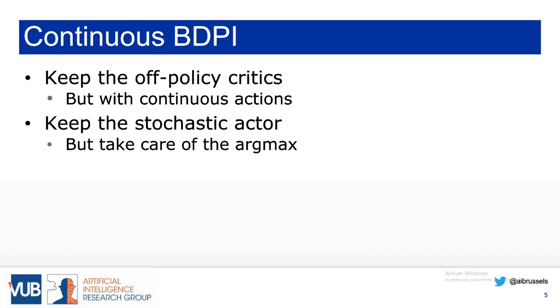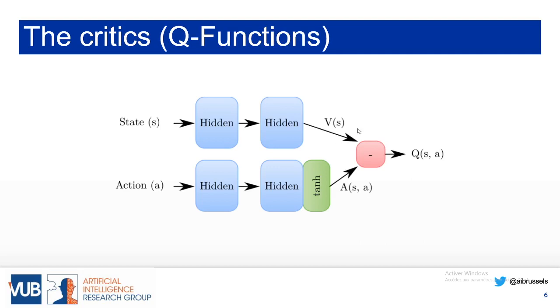It's explained in the paper that it's different. So we want to keep that off-policiness of the critics, but with continuous actions. So we need to find a solution for the max problem. And we want to keep the stochastic actor, so the actor of BDPI, and we need then to solve the argmax problem. So now I will present what is being proposed.